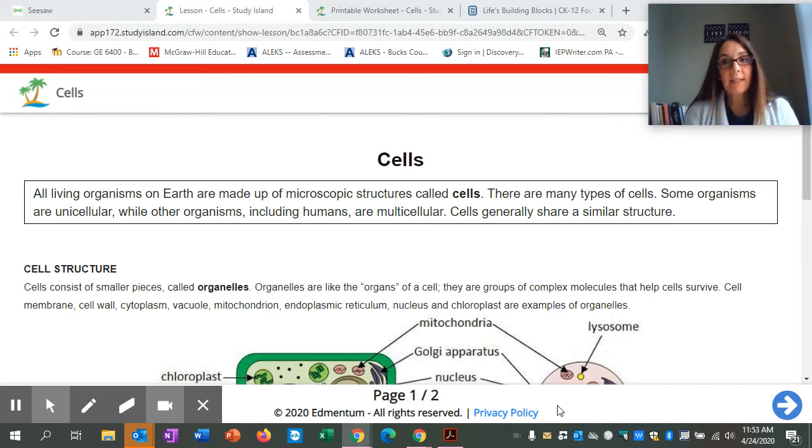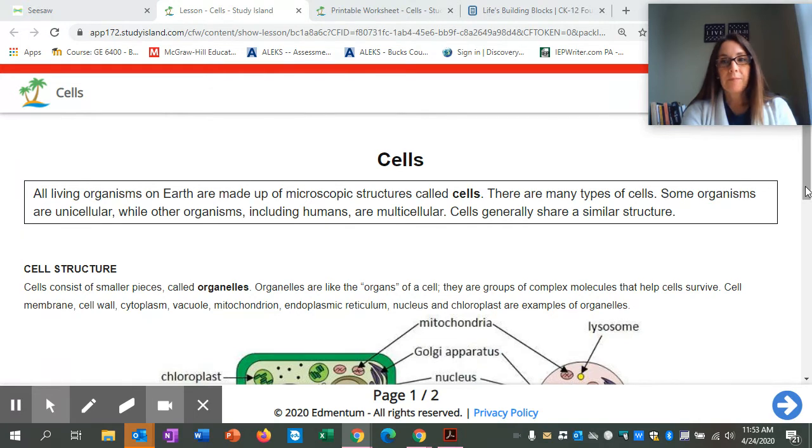Okay, we are going to continue learning about cells. All living organisms on Earth are made up of microscopic structures called cells. There are many types of cells. Some organisms are unicellular, while other organisms, including humans, are multicellular. Cells generally share a similar structure.